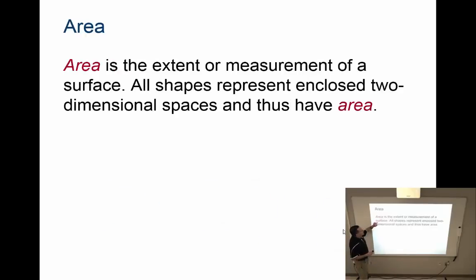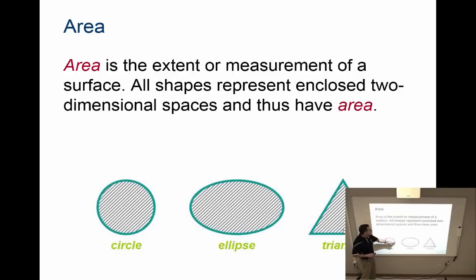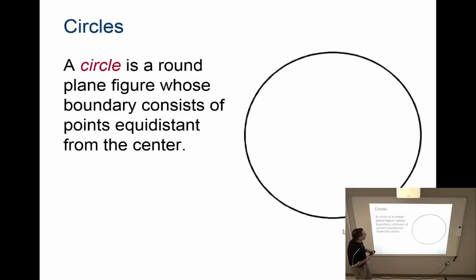The area then is the extent or measurement of the surface. All shapes represent enclosed two-dimensional spaces and thus have area. Right? So this is the measurement of the surface based on the shape that we are talking about. These are the types of calculations that we're going to be doing.